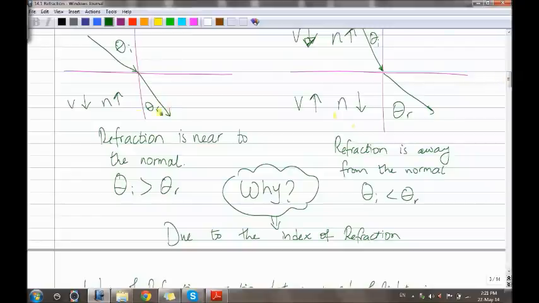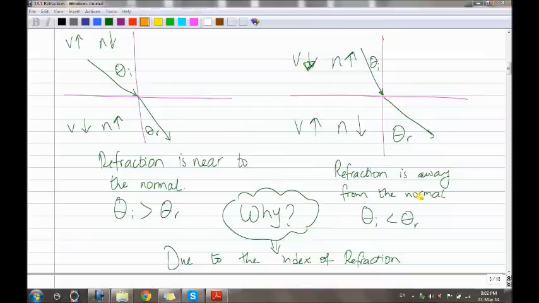Now, here the refraction is near to the normal, so the angle of incidence is bigger than the angle of refraction. And then we have here refraction is away from the normal, so the angle of incidence is smaller than the angle of refraction. Now, why is all of this? That's due to the index of refraction.